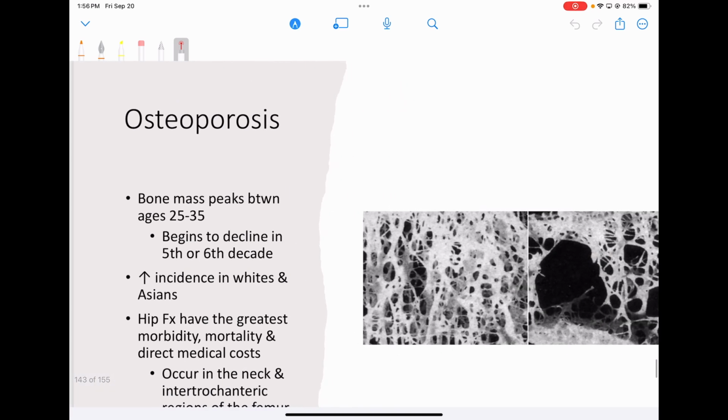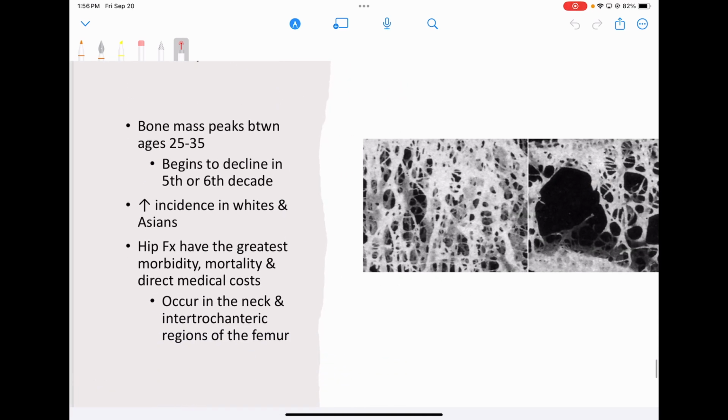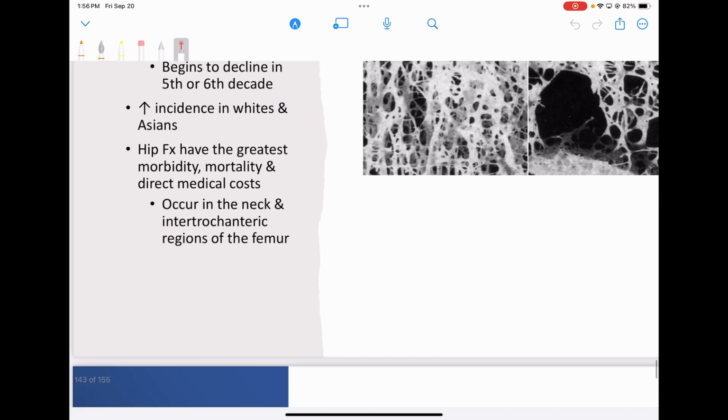So bone mass will peak in your 25 to 35-year-old range and begins to decline in the 5th or 6th decade. Increased incidence in osteoporosis in whites and Asians. Hip fracture, the greatest morbidity and mortality and direct medical costs. Why do you think that is? Sedentary. What else has to happen?